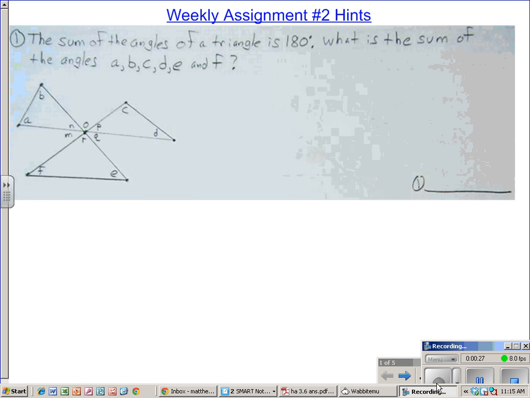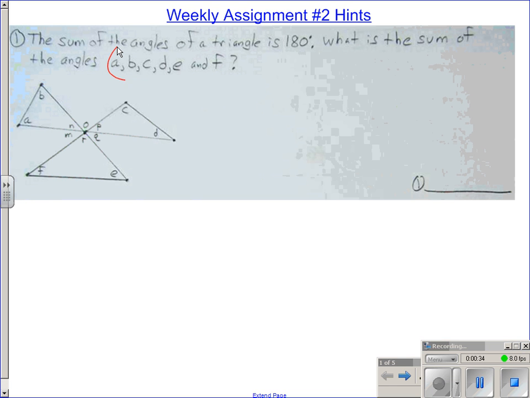So, number 1, we got the sum of the angles of a triangle. That's 180 degrees. The question is asking, what is the sum of just those ones? If you look at the 3 triangles that are drawn in there, add up all the angles. A plus B plus N, that's one triangle. Plus the angles of the other triangle, C plus D plus P. The third triangle on the bottom, add on the angles, E plus F plus R.